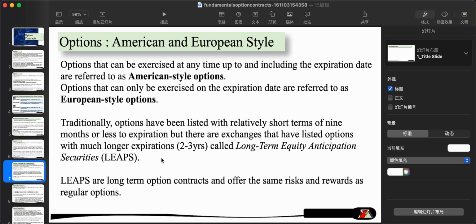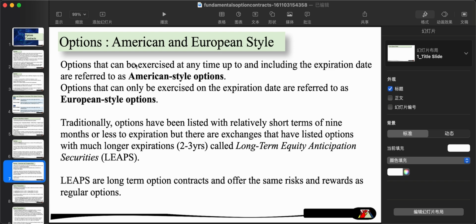As I have mentioned before, there are different contract styles. There are American and European style option contracts. There are different ways of exercising, and different timing of exercising.